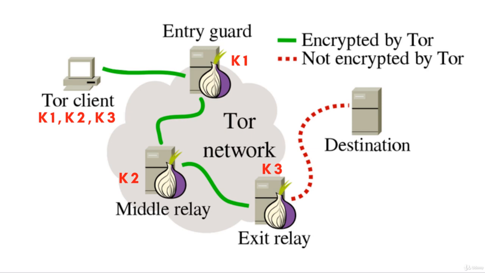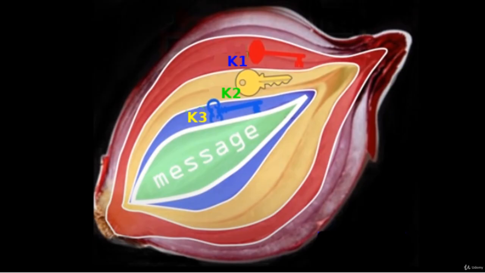The client will encrypt the message 3 times in layers with these 3 encryption keys. It will first encrypt the message with K3, the resulting encrypted message will be encrypted again with K2, and finally again with K1. It's like the layers of an onion, and the message resides at the heart of the onion. Let's see what that means.